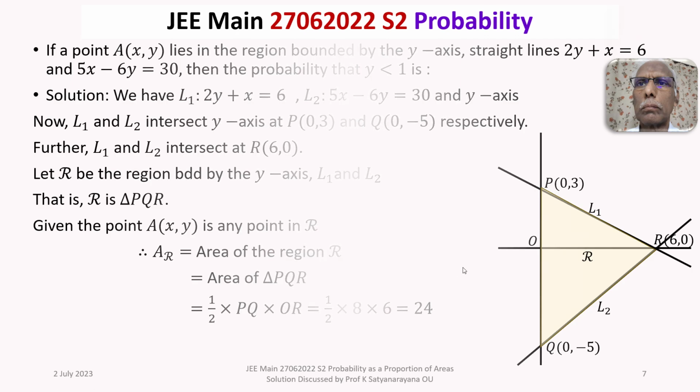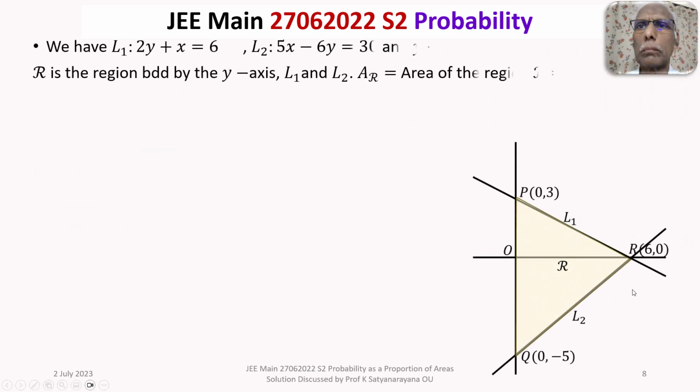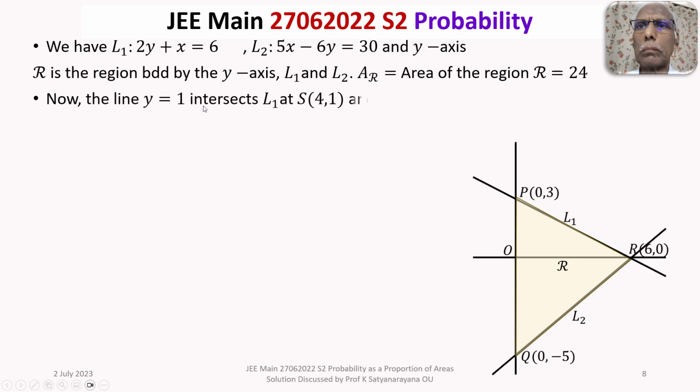Agreed. Let's get into the next slide. So that's the figure so far. That's what we have done here. Now, the line y is equal to 1 intersects L1. Now get into L1, put y is equal to 1. So then you will get 2 plus x is equal to 6, that is x is equal to 4. That means y is equal to 1 intersects the line L1 at a point S with coordinates 4, 1. And y is equal to 1 intersects the y-axis obviously at 0, 1. Let's call this as T. So, here is the line y is equal to 1, it intersects L1 at S with coordinates 4, 1, and intersects the y-axis at T, that is 0, 1.